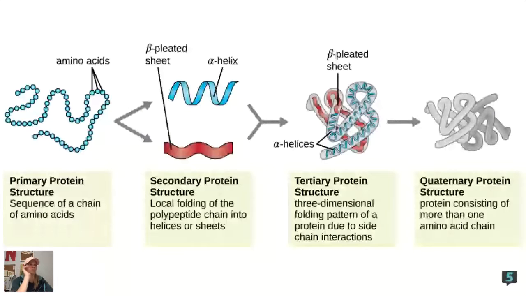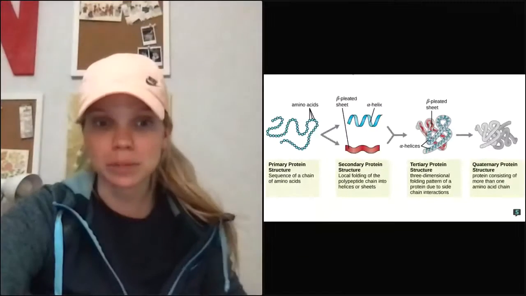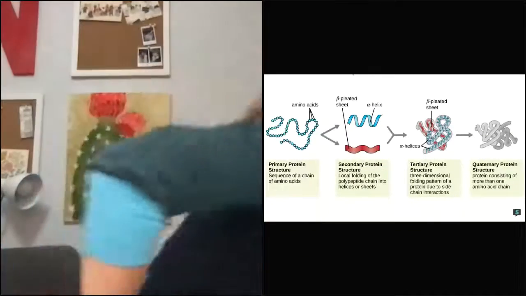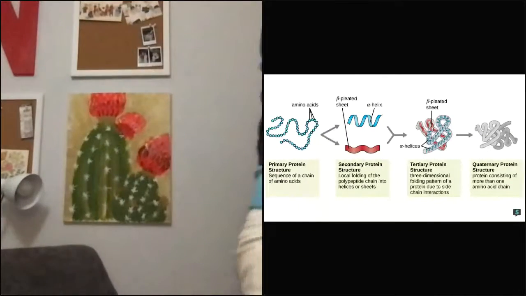Basically, proteins have multiple levels of structure, kind of like humans have multiple levels of structure. Any living thing has multiple levels of structure. So I'm going to give you a little example, or a couple little examples.